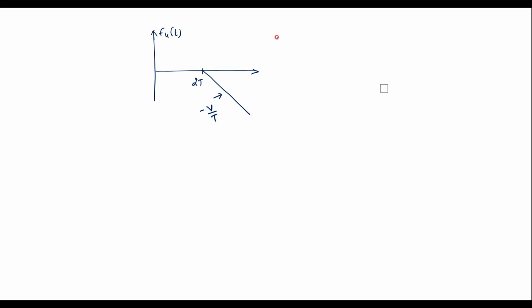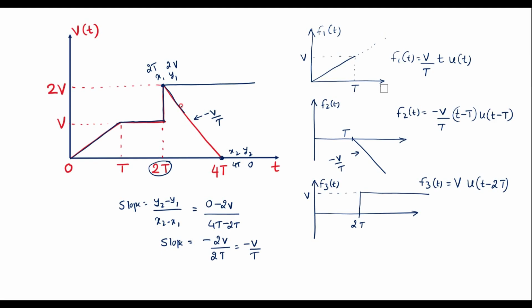So let me represent f4(t) as a shifted ramp signal, shifted by 2T units. So it will be minus V by T, (t minus 2T) u(t minus 2T). Now upon adding the negative ramp signal, the resultant signal will be like this. It will be continued till infinity.